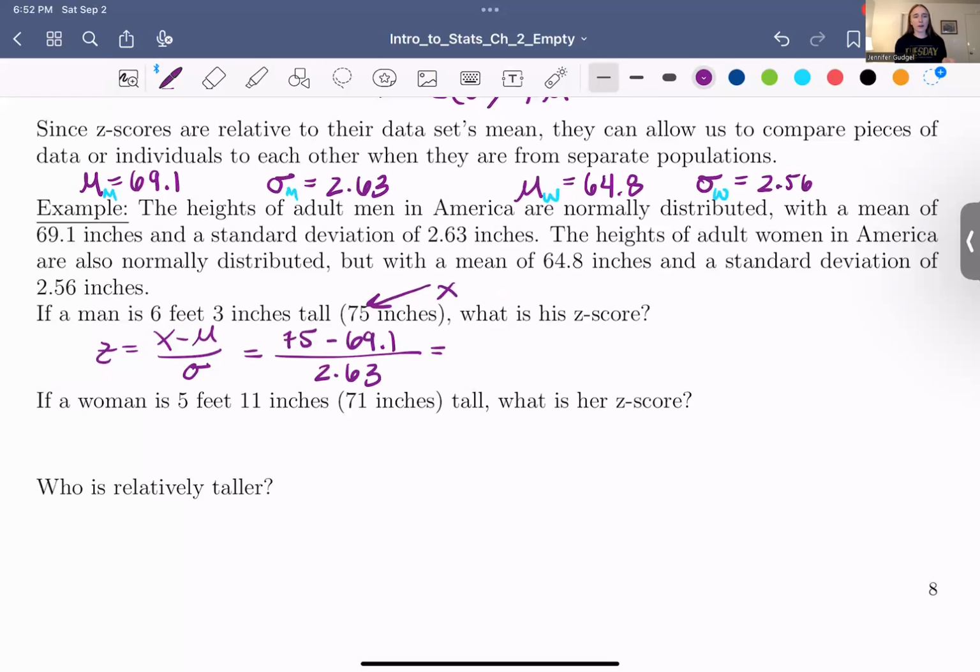And this is what we put into our calculator. If you have your scientific calculator, pull it out and type it in. Try to follow along with me. So I'm going to just do the subtraction first, and I get 5.9. And then I'm going to divide by 2.63. And I got 2.2433. Just going to leave 4 decimal places just to be thorough. All right, remember what's happening here is this is saying that this man is 2.24 standard deviations above the mean. So he's taller than average.